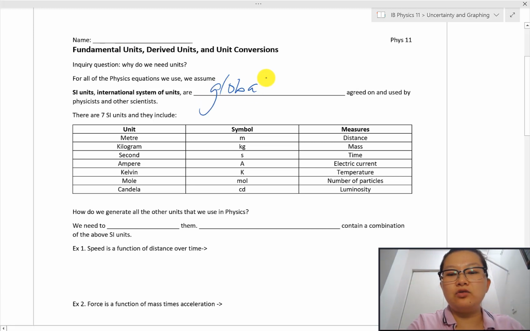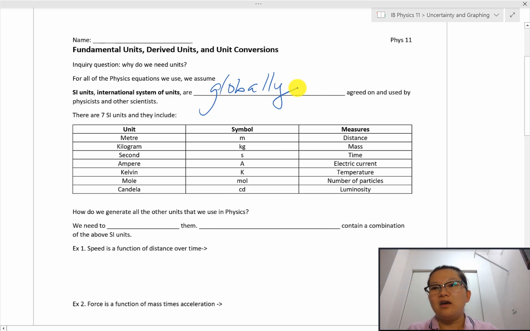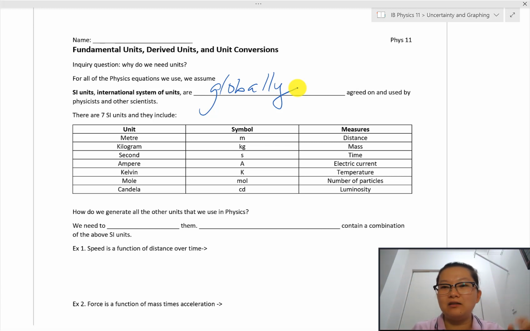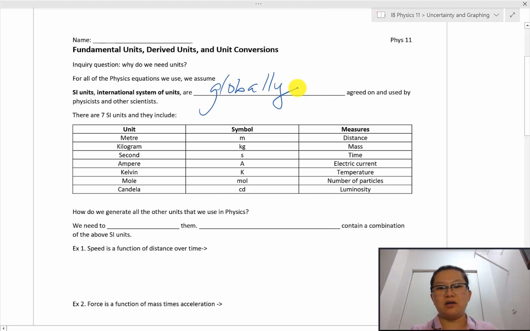And you might be wondering, okay, if it's international system, why is it SI units? It's a French thing. Système international. My French is not that great. Anyways, so they're globally agreed upon units so that, say, as scientists here in Canada, if we want to communicate our measurements to somebody in, say, Sweden or Switzerland, we have agreed upon units that we can talk about.